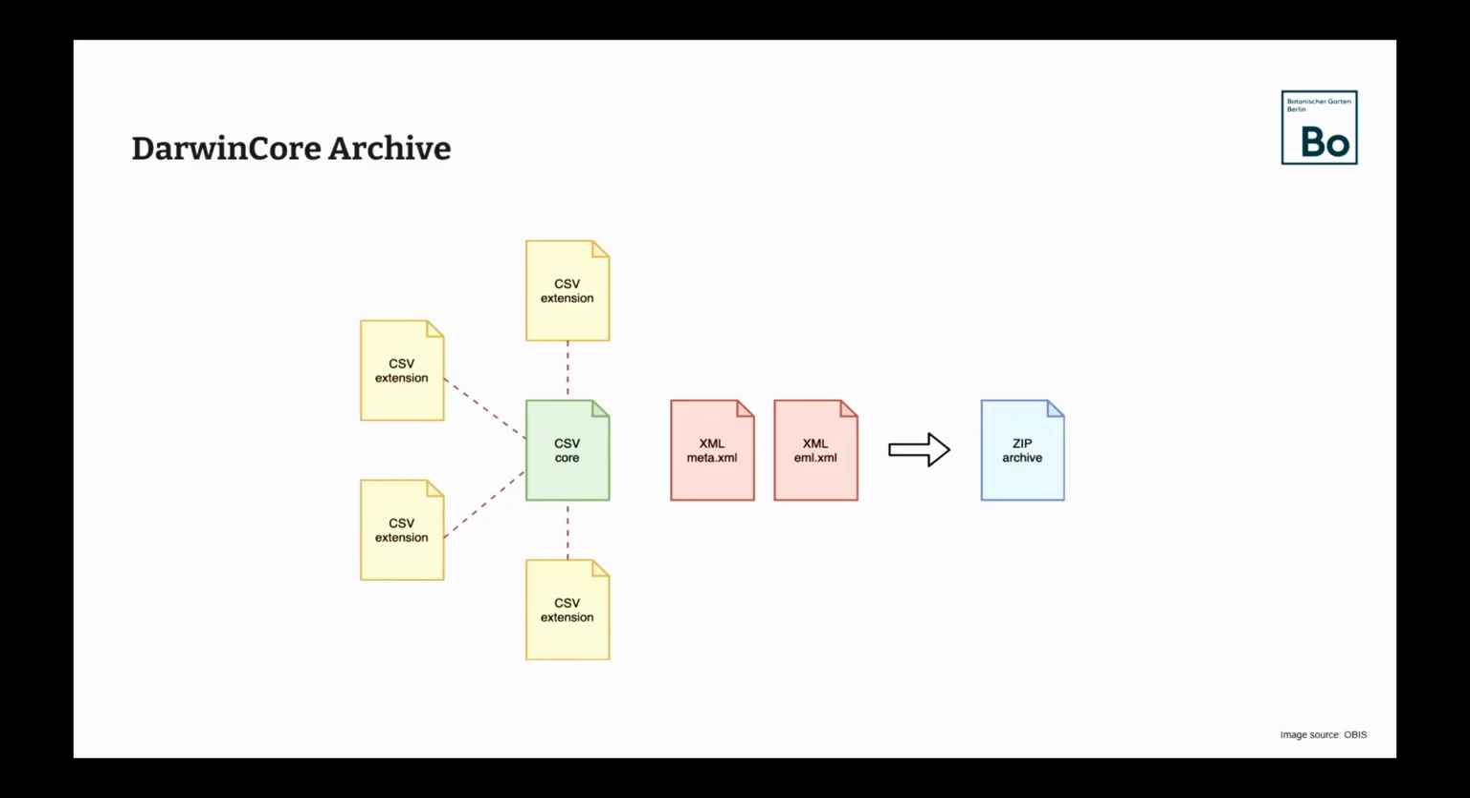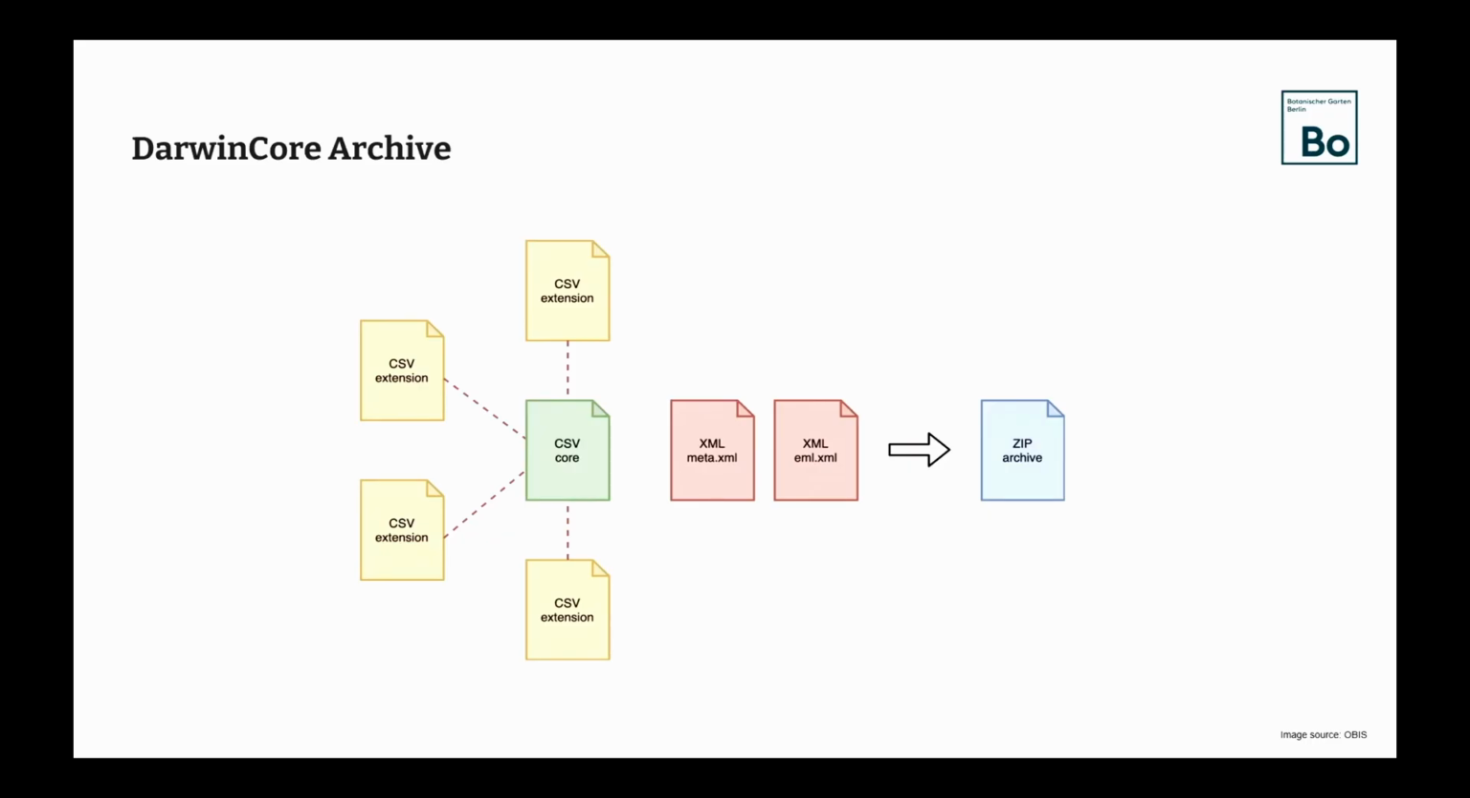In the core file, there would be one specimen, one occurrence for the specimen with the current identification, and in the extension file for the identification, there would be maybe 3 rows with a hit for each historic identification. This is the data part in the CSV files.